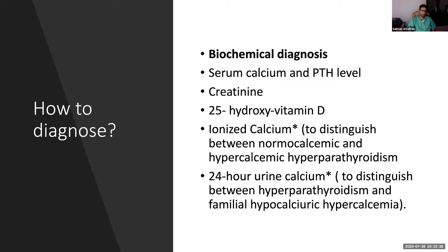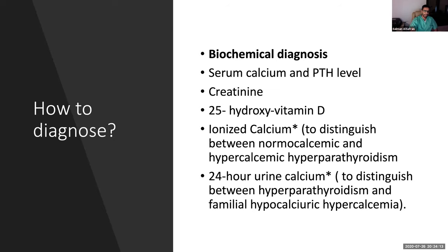There is an entity called normocalcemic hyperparathyroidism, where the calcium is actually normal, but the PTH is high. What you do is you check the ionized calcium, which basically will be high. The other thing you would want to do is a 24-hour urine calcium, basically for two things. You want to see if there is hyperexcretion of calcium in the kidney, and also you want to rule out familial hypocalciuric hypercalcemia, which we're going to discuss in the next few slides.